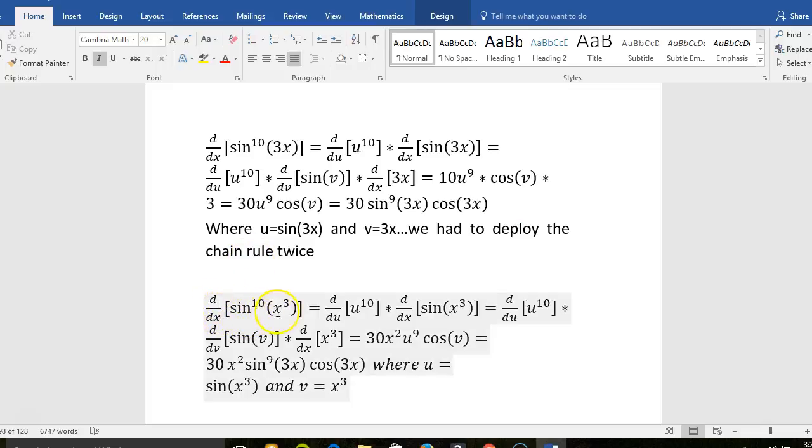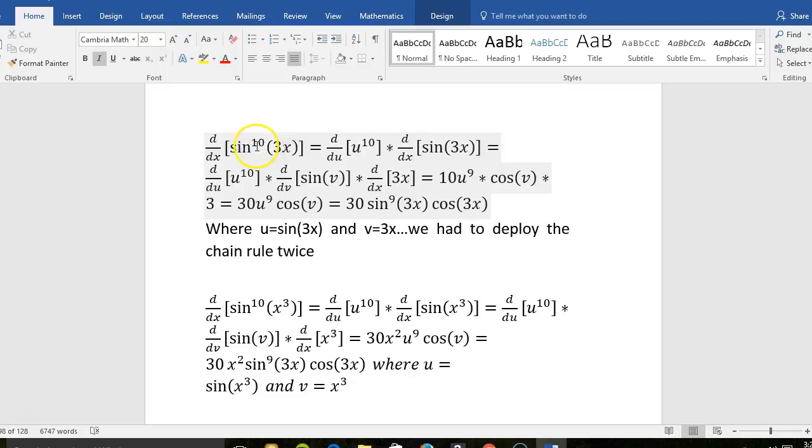So let's see, what do we get? Sorry, I was about to go to the next problem, my bad. So now what are we going to do? We replace the sine 10, so we got d by du of u to the 10th, times d by dv of the sine of v. And then remember u is the sine of 3x, v is 3x, so we got d by du of u to the 10th times, again, d by dv of sine of v times d by dx of the innermost part, 3x.